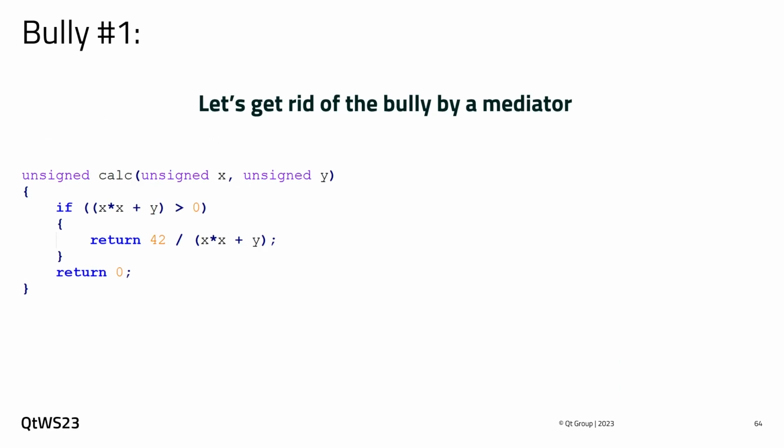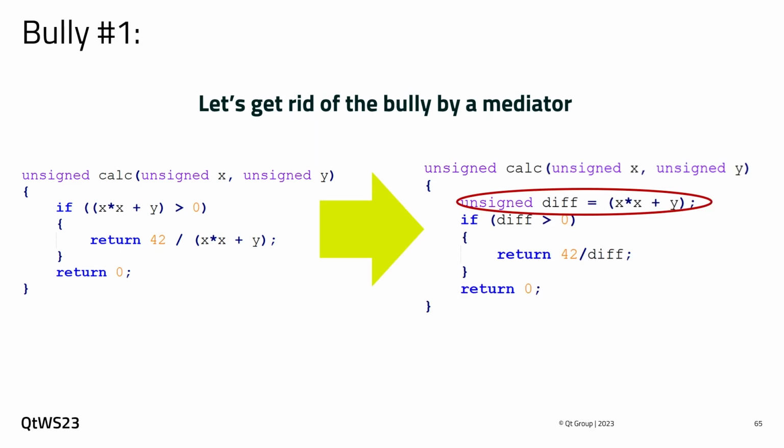So what can you do? We want not to bully. We want also to have a mediator here. We want to have something that helps. And here, this is a very primitive help. You can actually use a temporary variable that stores this x times x plus y expression.